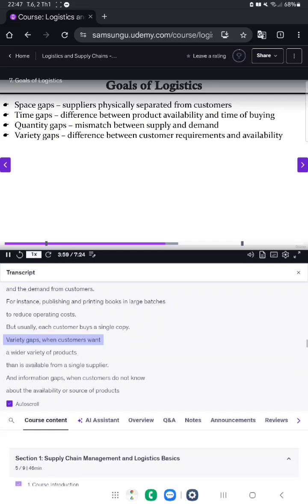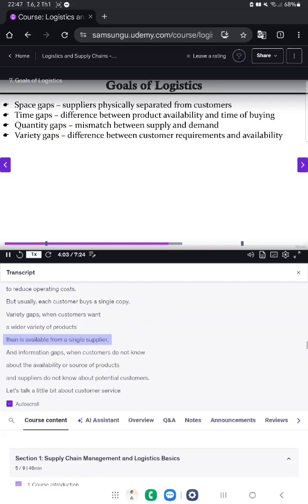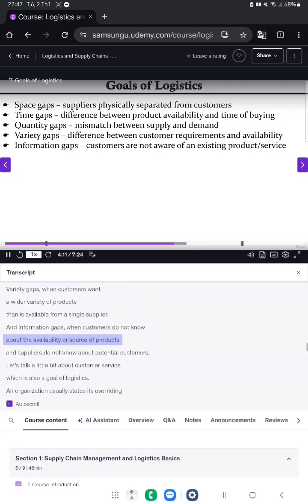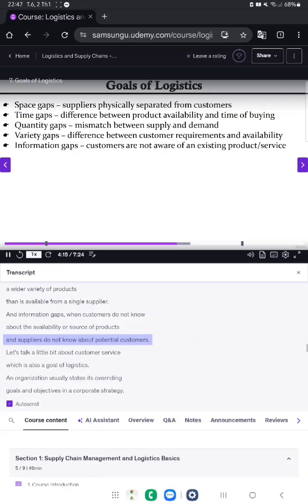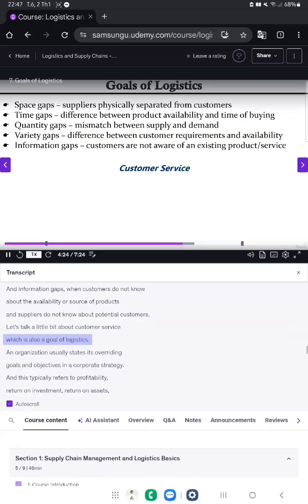Variety gaps, when customers want a wider variety of products than is available from a single supplier. And information gaps, when customers do not know about the availability or source of products and suppliers do not know about potential customers. Let's talk a little bit about customer service, which is also a goal of logistics.